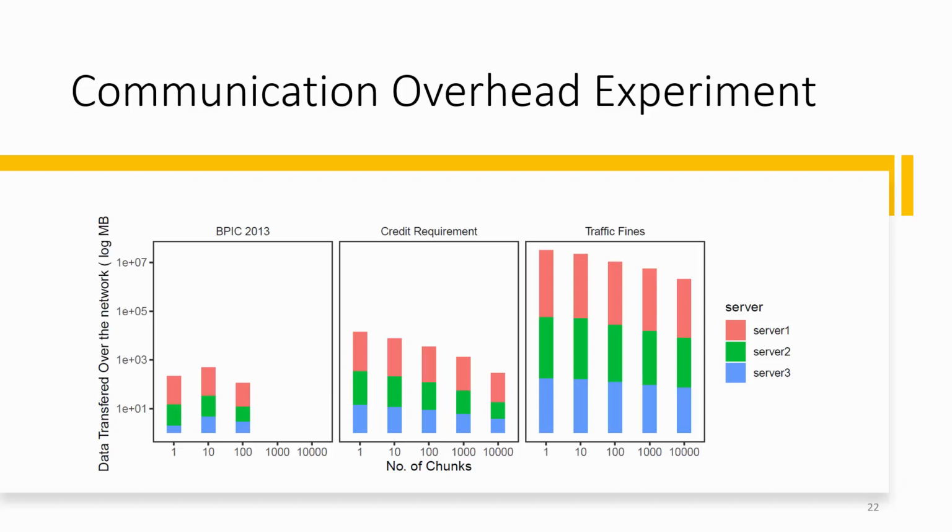The communication overhead is the amount of data transferred between the computing parties during the multi-party computation. The communication overhead gives insights into how much the performance of multi-party computation would degrade if the computing nodes of the parties were distributed across a wide area network. In this figure, we observe that the communication overhead decreases with an increase in the number of chunks.